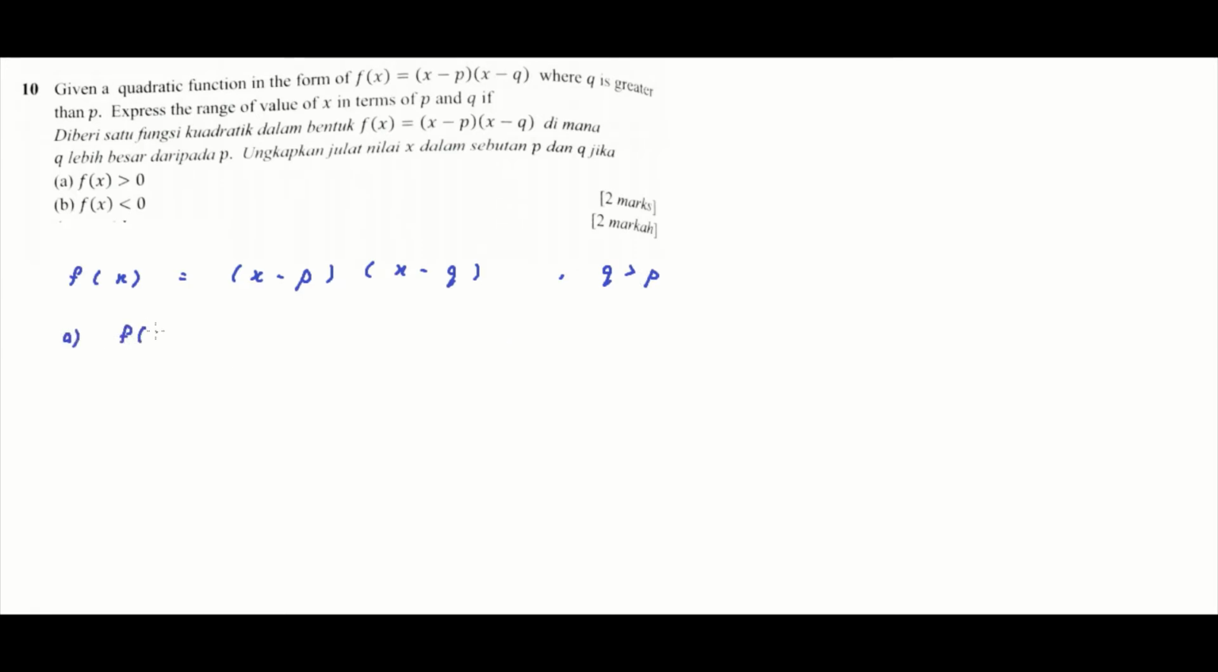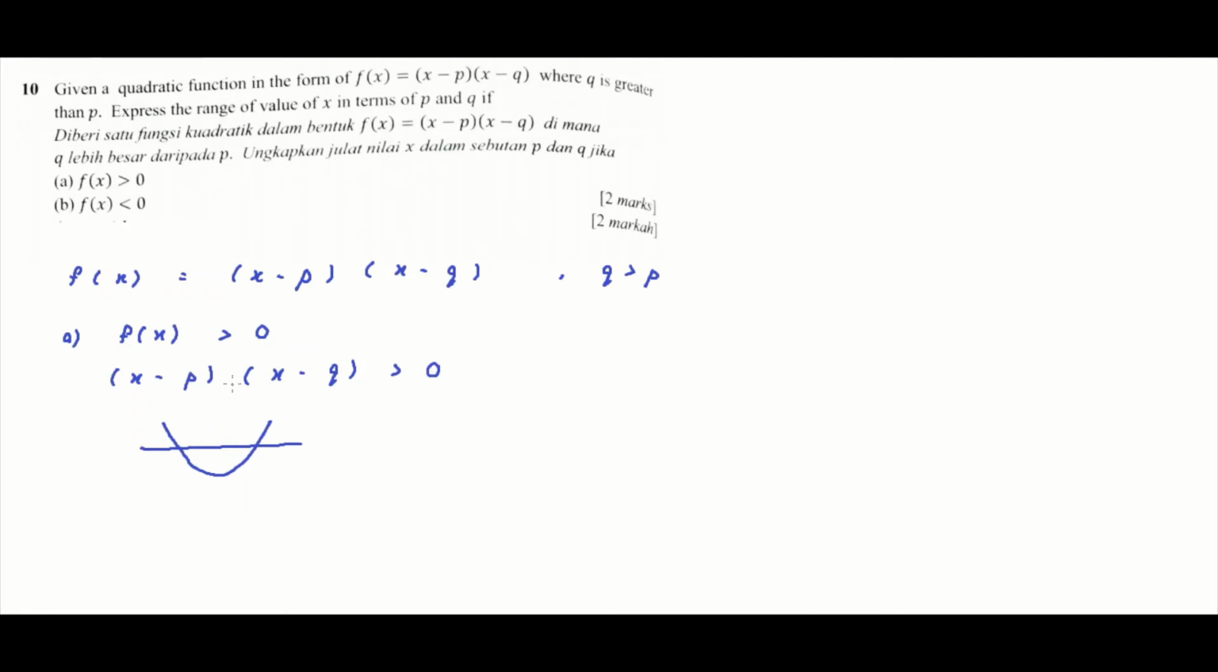So you have f(x) greater than 0, which tells you that (x - p)(x - q) is greater than 0. Every time we want to solve a quadratic inequality, we draw this, so we have p and q. Normally you write down the smaller value here and the bigger value here. Then you shade the area for greater than 0.